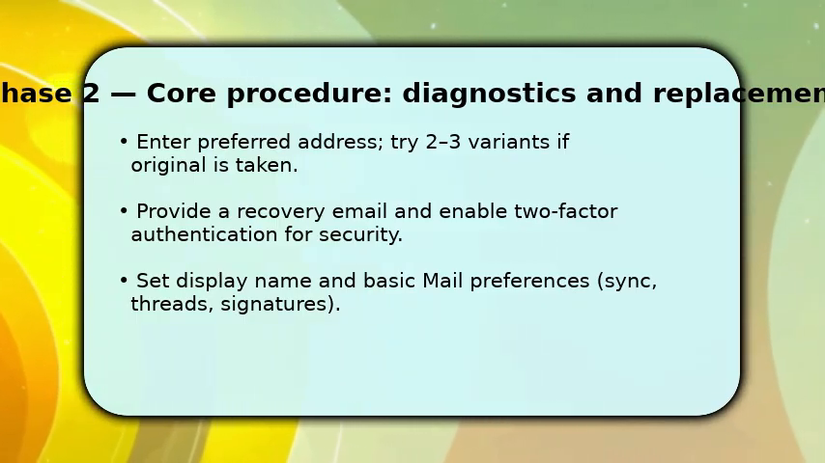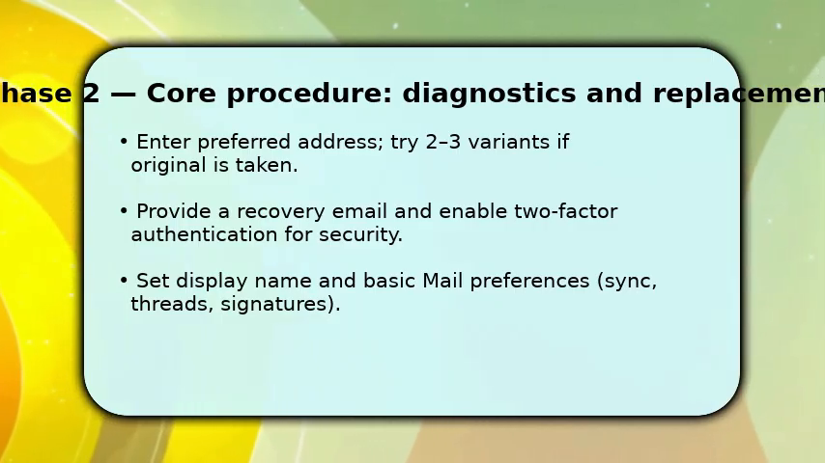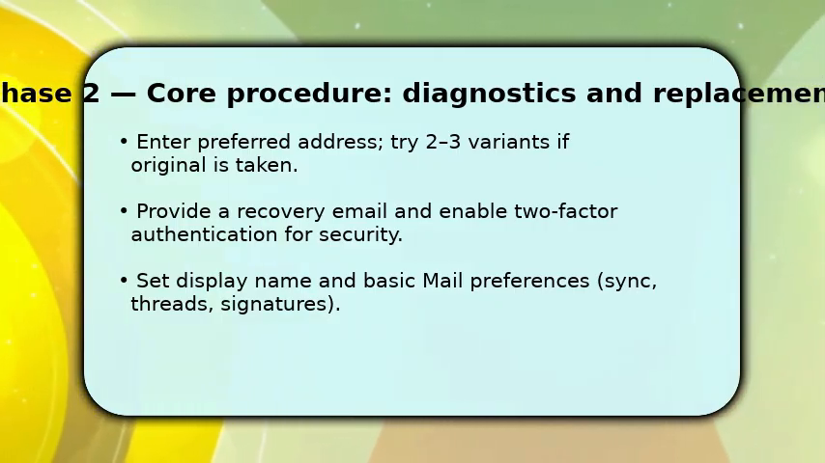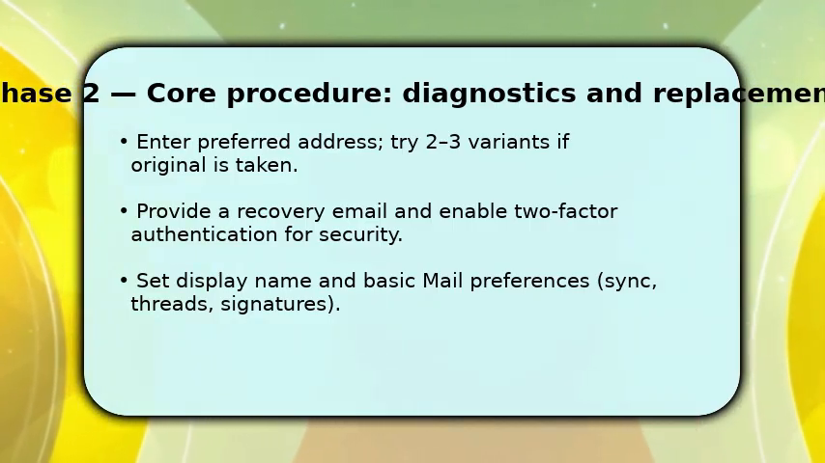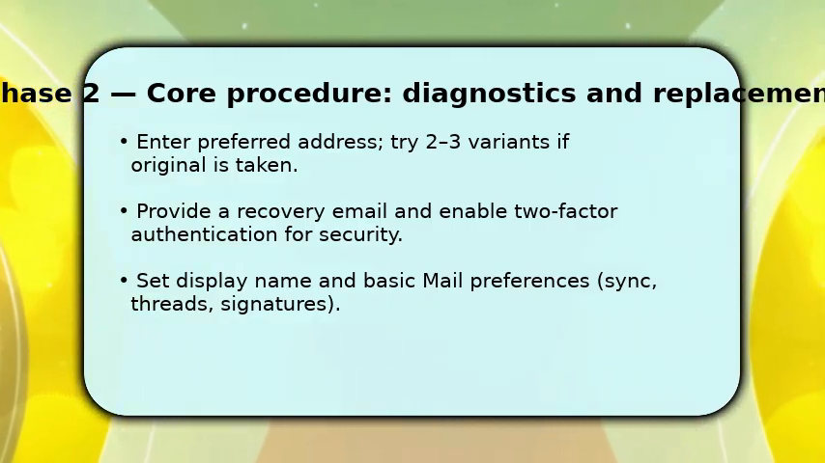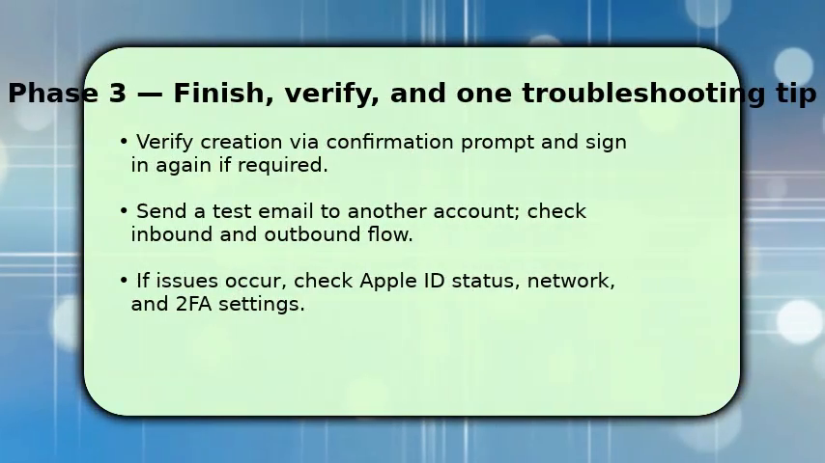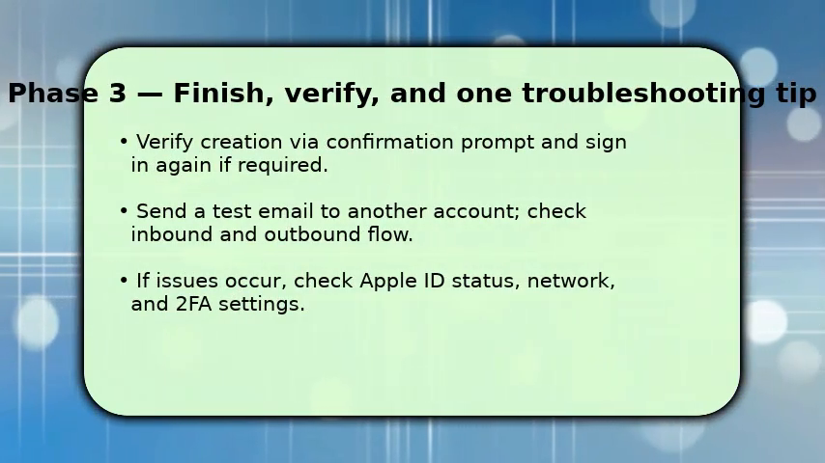Next, configure your display name so recipients see a clear identity, and adjust basic mail preferences like thread view and sync frequency. These choices determine how you send and receive messages. After creating the address, confirm any on-screen prompts and sign out, then back in if mail doesn't appear.